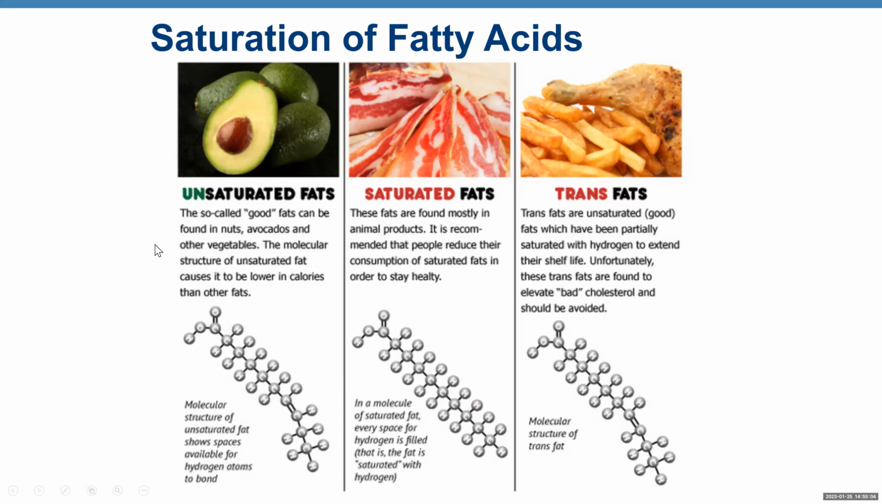Okay, so unsaturated fat, the so-called good fat, can be found in nuts, avocados, and other vegetables. The molecular structure of unsaturated fat causes it to be lower in calories than other fats. The molecular structure of unsaturated fat shows spaces available for hydrogen atoms to bond, right? So we have fewer hydrogen atoms over here.